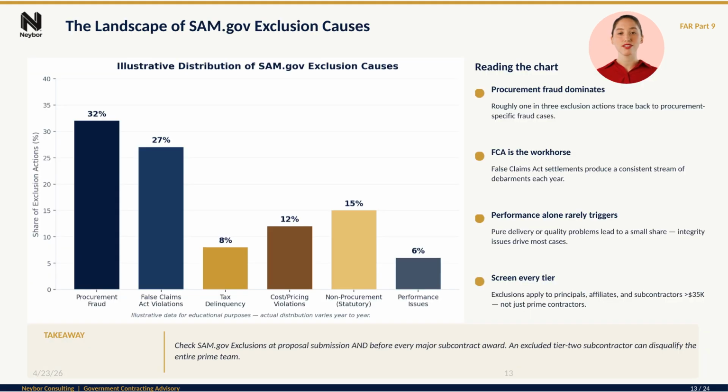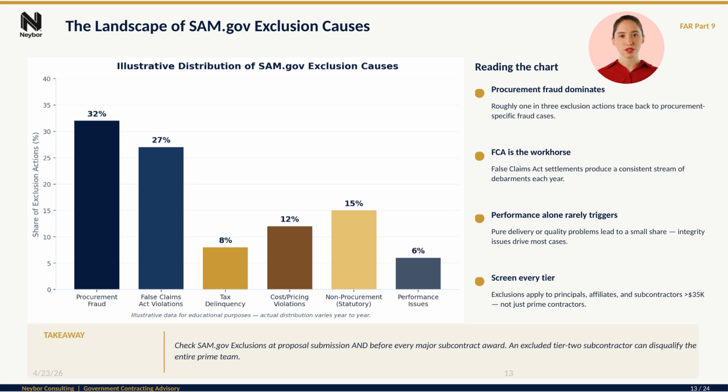This chart shows where exclusion actions actually come from. The data here is illustrative, drawn from patterns in federal enforcement reporting, as actual figures vary year to year, but the shape of the picture is consistent. Procurement fraud is the dominant category, accounting for roughly a third of actions. False Claims Act violations are the second biggest slice, and in practice, FCA settlements are the most common pipeline from investigation to debarment. Pure performance issues, surprisingly, are the smallest slice. The system was built to catch integrity failures, not performance failures.